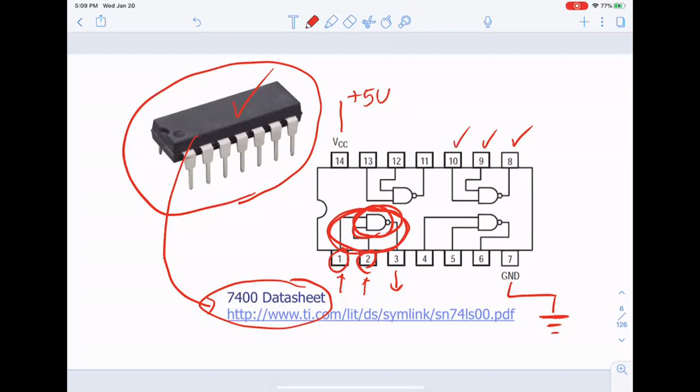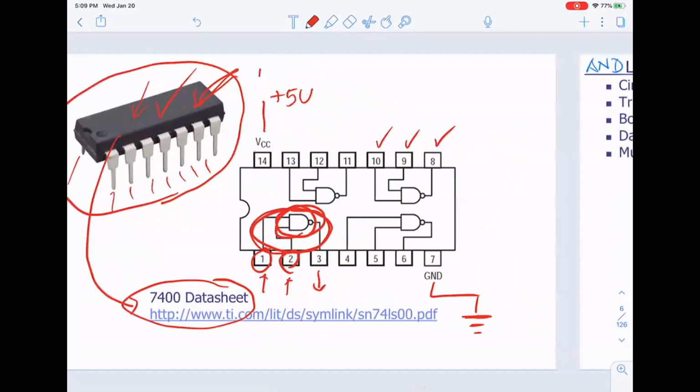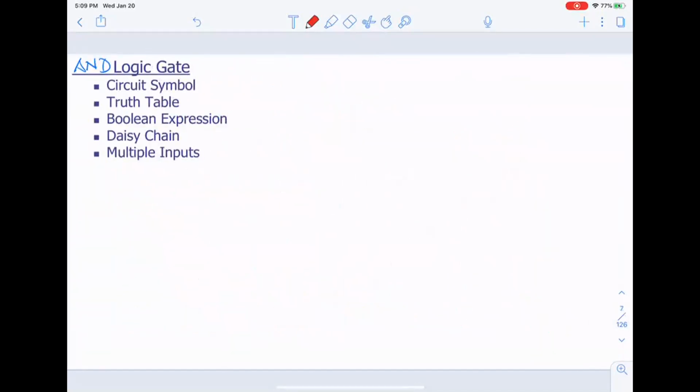They come in different packages over here as well. This is called a PDIP package. Not like you need to know that, but sometimes they make the separation between these pins different for different purposes. If you want to make a really small circuit, you can get these things to be almost microscopic when you're working on them. All right, so let's get into these gates here.